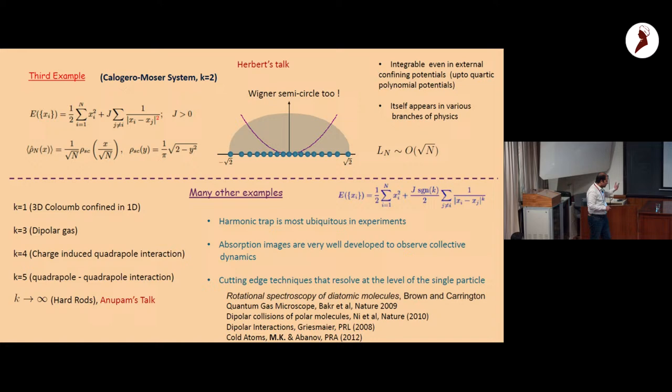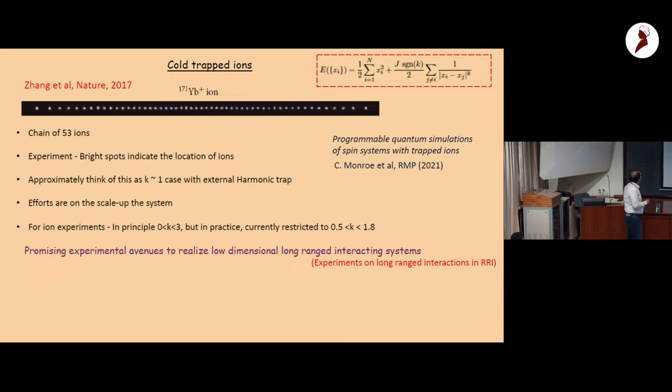I'm just going to motivate this k equal to 1 example. This is my last motivational slide. This is an experiment where you can approximately think of it as the k equal to 1 case. Here I present this energy. If I put k equal to 1, this is approximately how you can think of these 53 ions with effectively k equal to 1. For these experiments, they say that k between 0 and 3 is in principle possible, but something like this is feasible. This is just to say that long-range interactions are quite realistic, and hopefully some things that we predict can be tested.